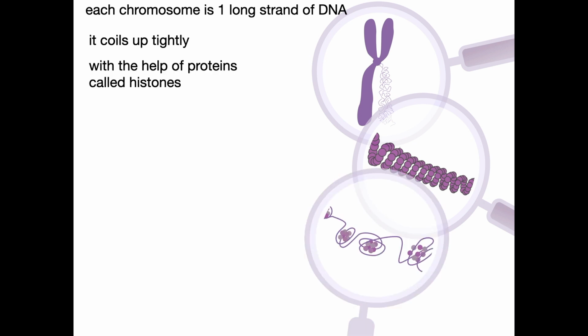And it does this, you need to coil it up because there's so much DNA it would never fit inside of your cells if you didn't. So it wraps around these proteins called histones to get really, really coiled up.